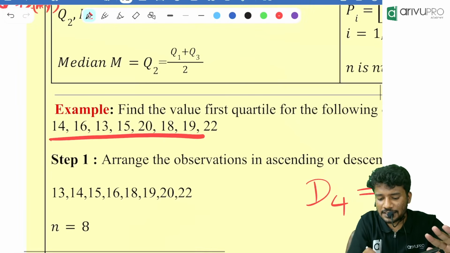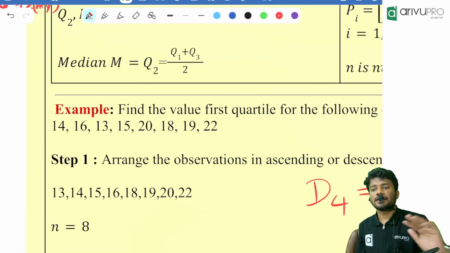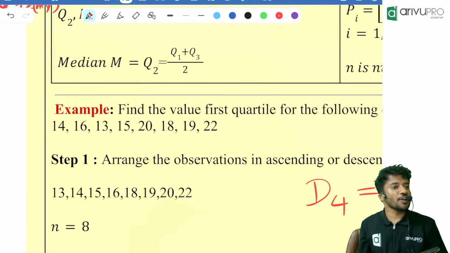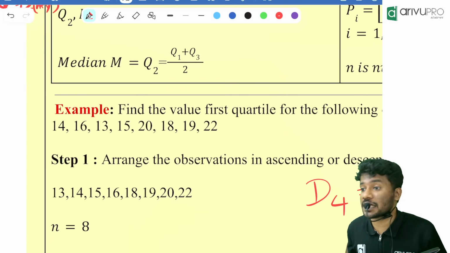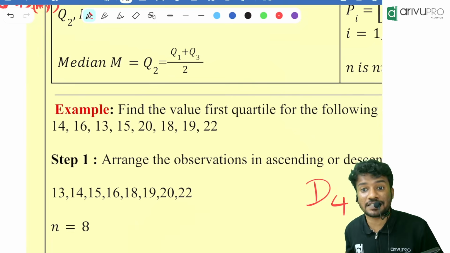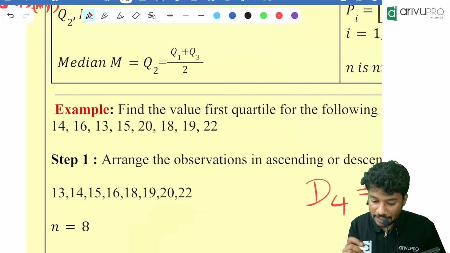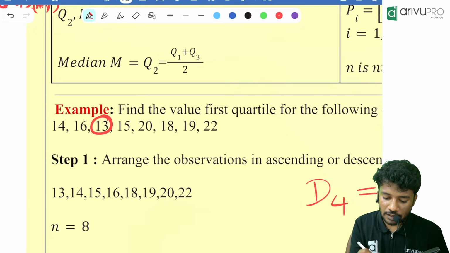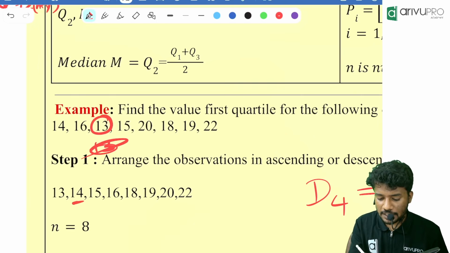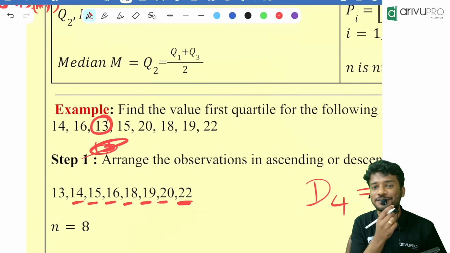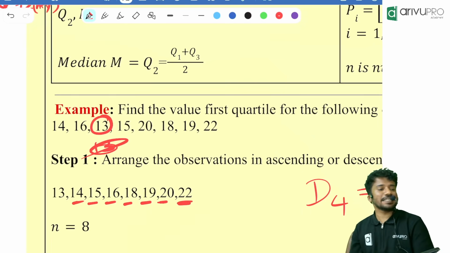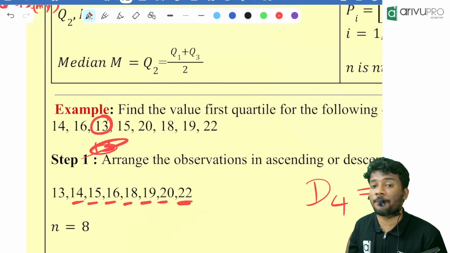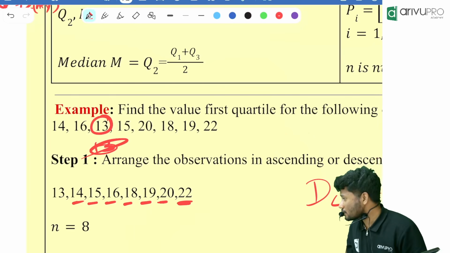First of all, people, is the data arranged in increasing order? Is it arranged in increasing or decreasing order? No. So what is the mistake everyone will make? They will forget to arrange in increasing or decreasing order. So we will arrange them in increasing order, starting with the smallest value: 13, 14, 15, 16, 18, 19, 20 and 22 are the numbers arranged in increasing order.